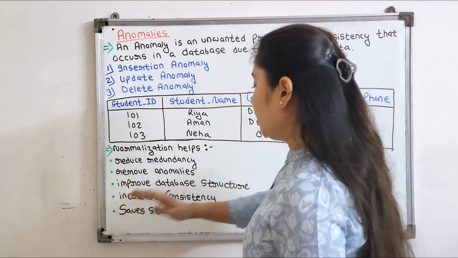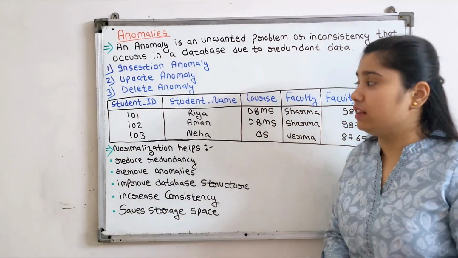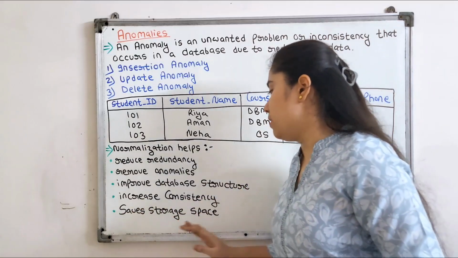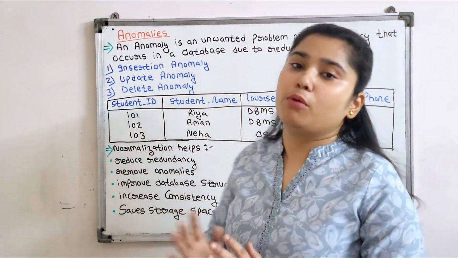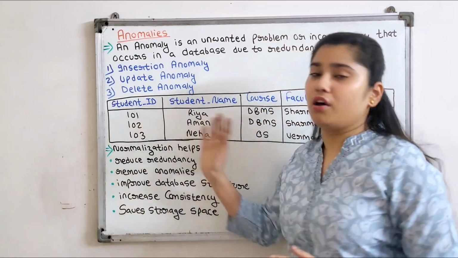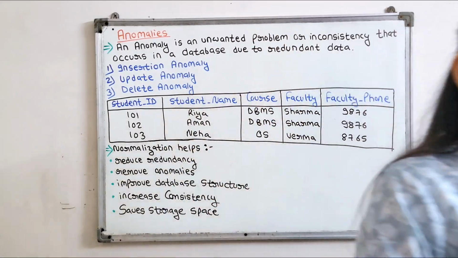Now the fourth one is that it increases the consistency in the table, and it also saves storage space. I hope you are clear with normalization and the anomalies. Now take a screenshot of this or write it down, then we will move forward.